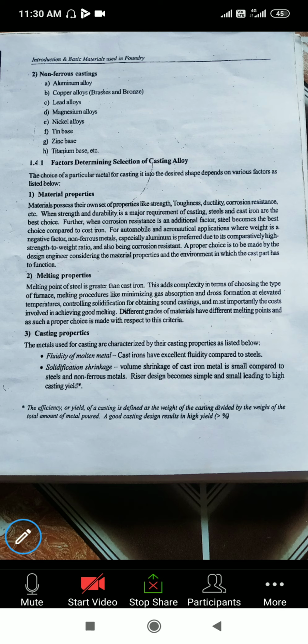The riser design becomes simple and small, leading to a high casting yield. So the risers which have been designed also give a high casting yield. These are some of the factors to be considered during the selection of casting alloys. Dear students, in the next class we will go with another concept of the first module as a revision. So I will wind up my class today here.